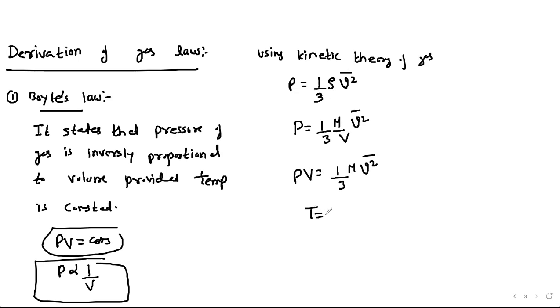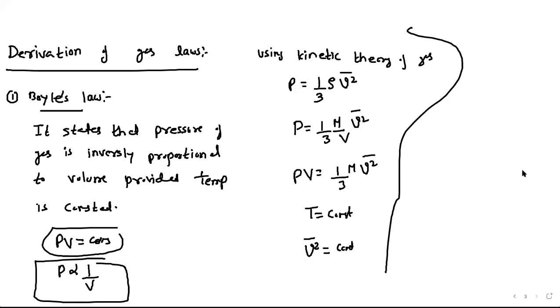So if I say that the temperature of the gas is constant, that would mean that v square bar is constant. If v square bar is constant, that means your PV is constant because 1, 3, m all are constant. That means PV is equal to constant. So pressure into volume is constant. That's Boyle's law.